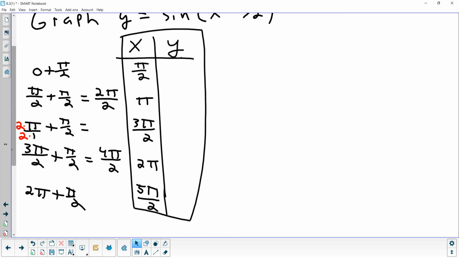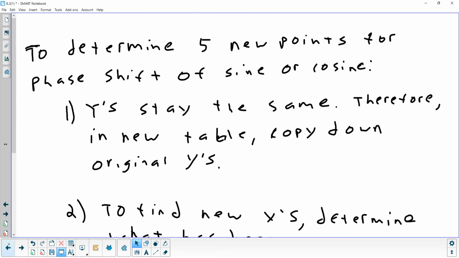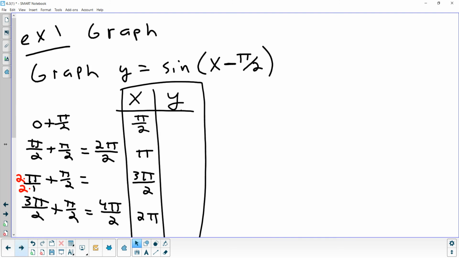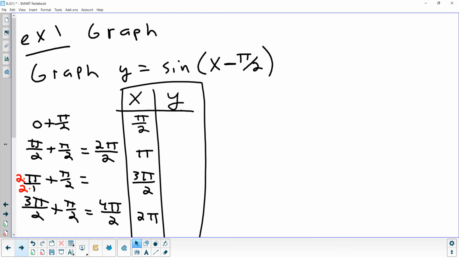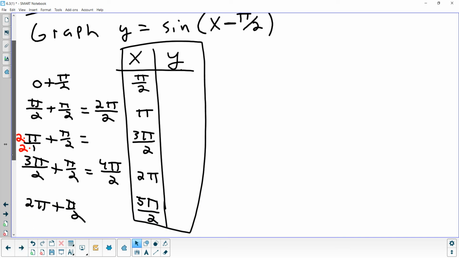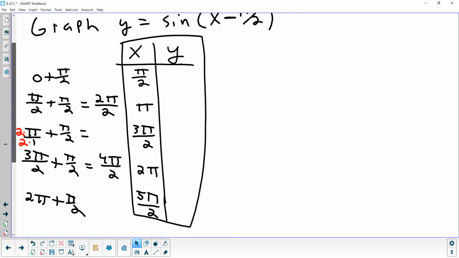Now, remember the y values? The y's stayed the same. They didn't change. So all I need to know for the y's is if you flip back to the sine table, what were the original y values in that table? We could have written these down first.